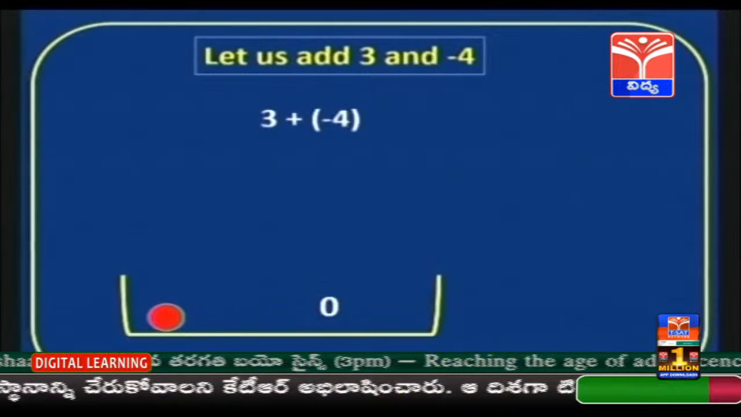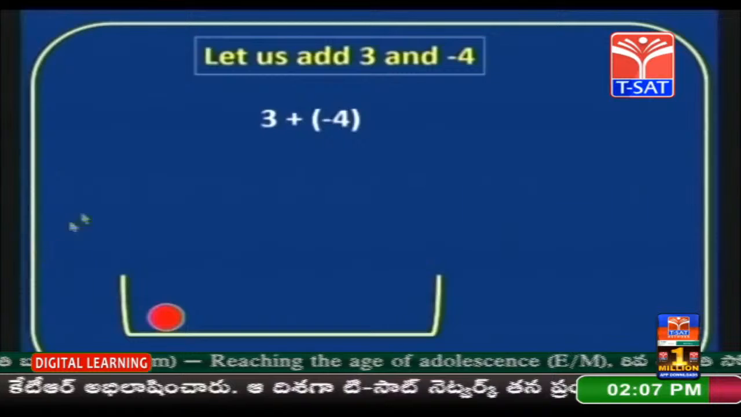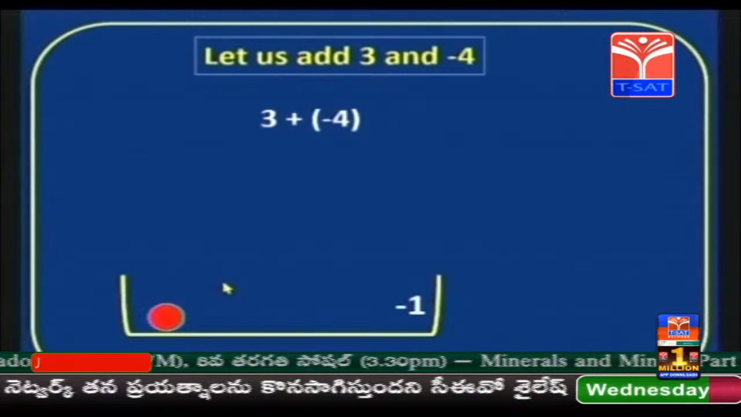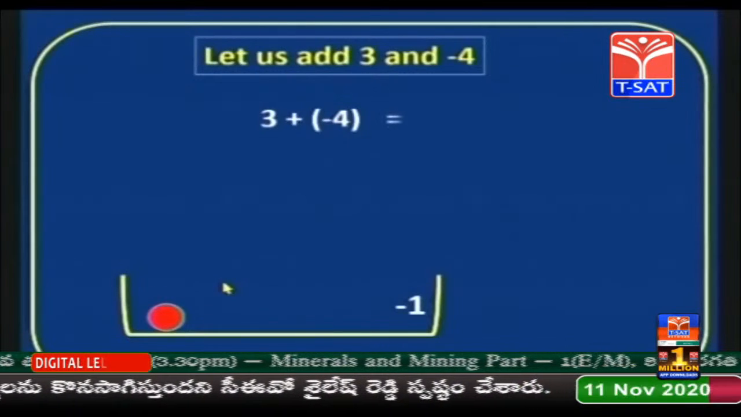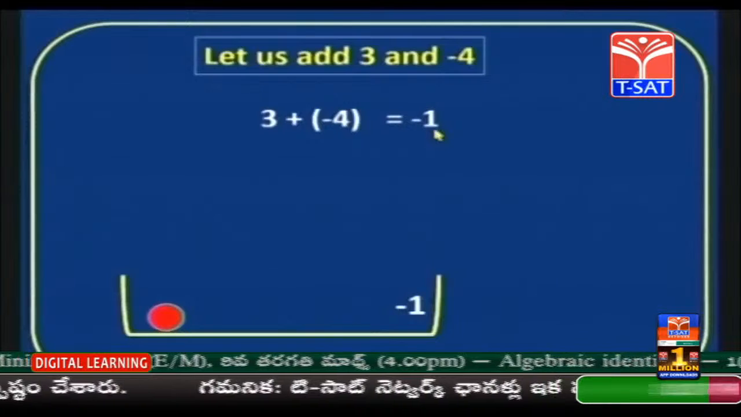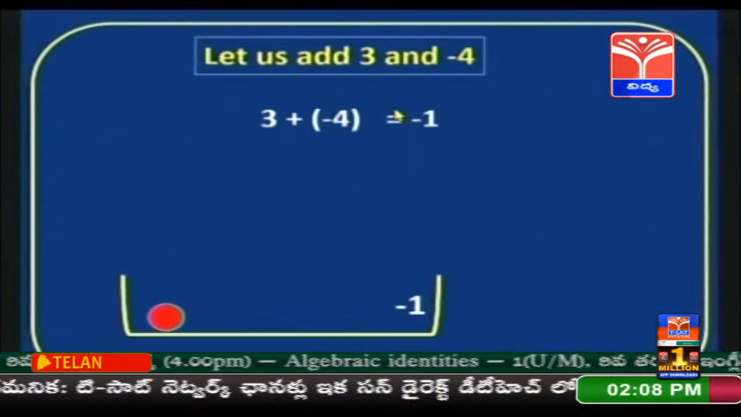So when you take out this 0, what is left in the container? Only 1 red coin. Then the value will be equal to minus 1. Yes. So what is the answer here? 3 plus of minus 4 is equal to minus 1.